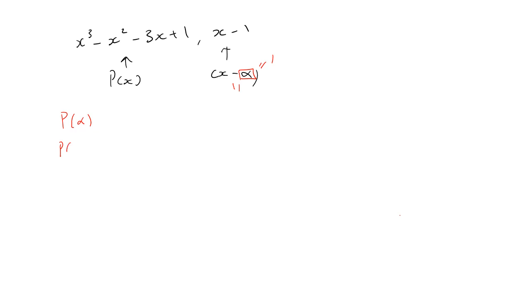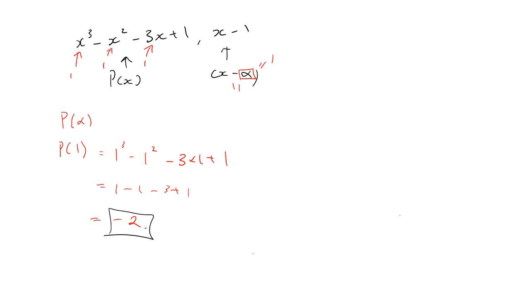Therefore, to find the remainder, we need to find p(alpha), and we know that alpha equals 1, so we find p(1). And for p(1), just substitute 1 into all of these x's. Very straightforward. That's equal to 1 cubed minus 1 squared minus 3 times 1 plus 1. It's 1 minus 1 minus 3 plus 1, that's negative 2. So our remainder is negative 2.